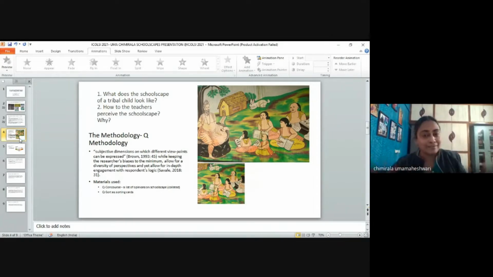It will be very interesting when we start looking at how teachers see this as well. So the question that triggered me when I walked into this particular school was, what does the schoolscape of a tribal child look like to start with?